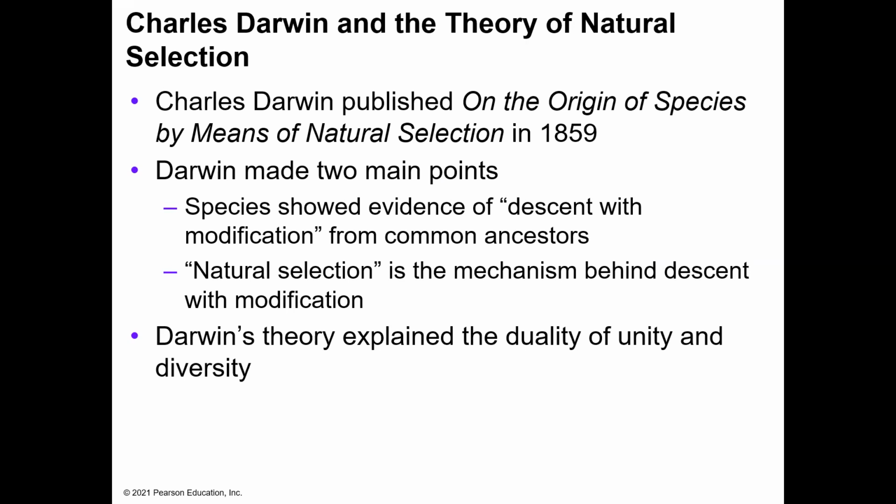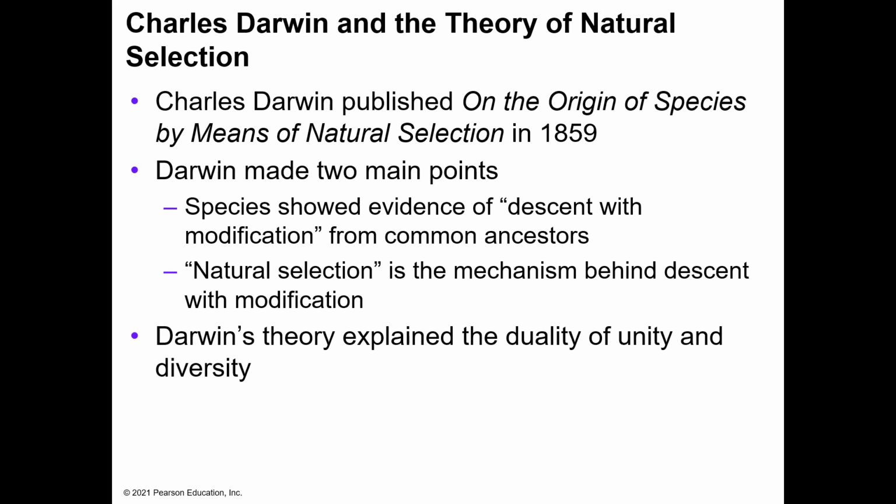Now, evolution is made famous by Charles Darwin and his theory of natural selection. Charles Darwin published On the Origin of Species by Means of Natural Selection in 1859. Darwin made two main points in his book: that species showed evidence of descent with modification from common ancestors, and that natural selection is the mechanism behind descent with modification. When Darwin published his theory of evolution, he was mainly talking about natural selection, but we know now since Darwin, there are other mechanisms that allow for evolution to take place, which we'll cover later on at the end of the semester.